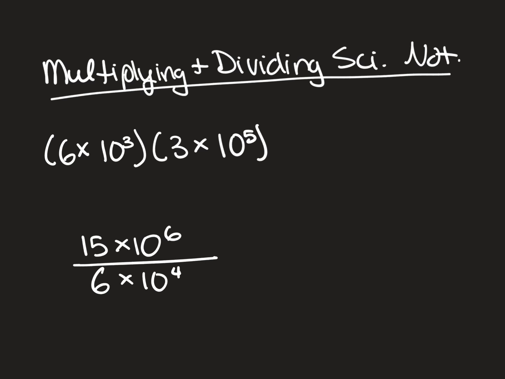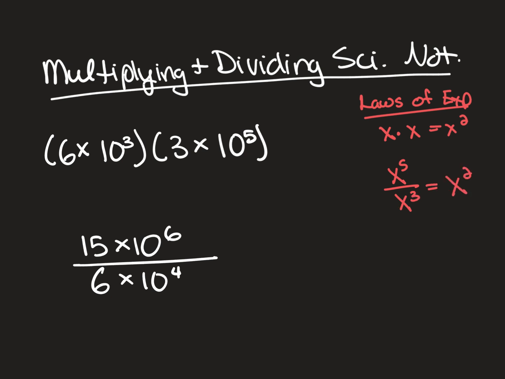When it comes to multiplying and dividing scientific notation, you don't need to make sure the exponents match the same way that you do when you're adding and subtracting. Instead, you want to focus on your laws of exponents. And just to review, when do you add exponents and when do you subtract them?